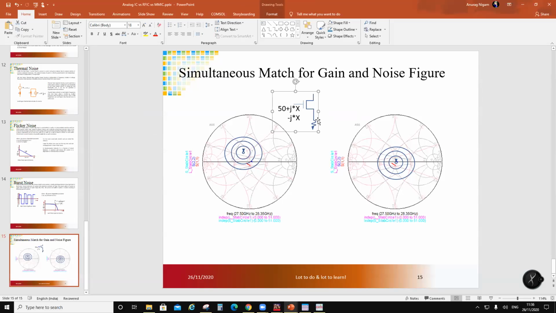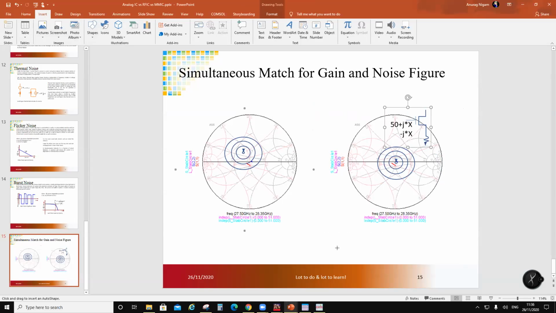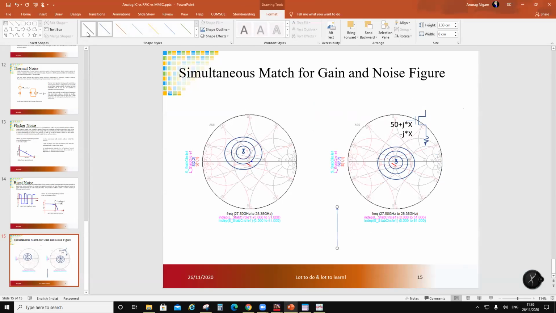But you should know that nothing comes for free. You have traded off something over here. What you have traded off is compression. So what you have traded off is gain compression.